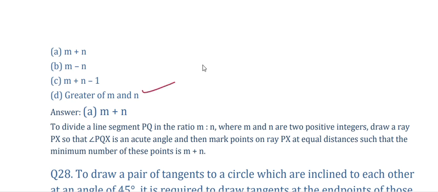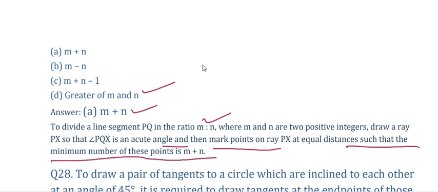We see here m plus n to divide a line segment PQ in the m is to n ratio, where m and n are two positive integers, draw a ray PX so that angle PQX is an acute angle, and then mark points on ray PX at equal distance such that the minimum number of these points is m plus n.